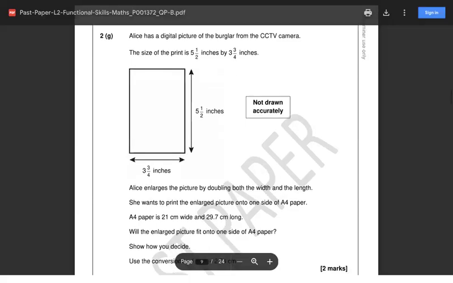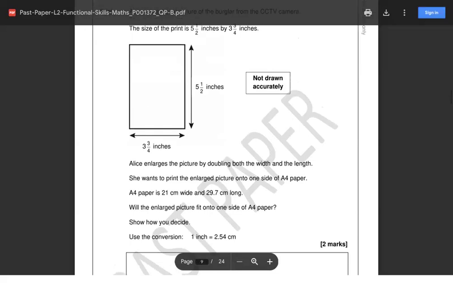So the first thing you must do is convert from inches to centimeters. So 5.5 times 2.54 gives you 13.97. Then we also convert this one: 3.75 times 2.54 equals 9.525 centimeters.